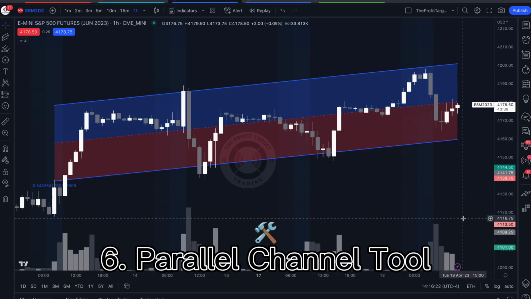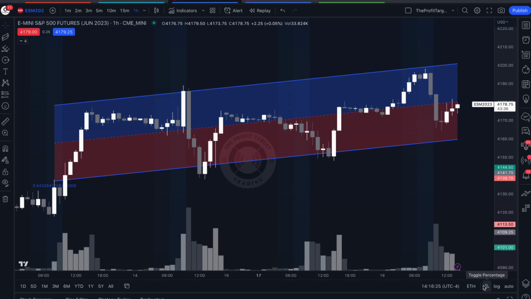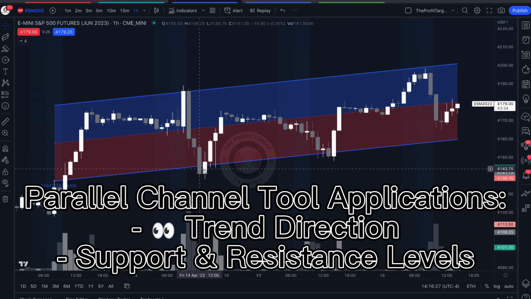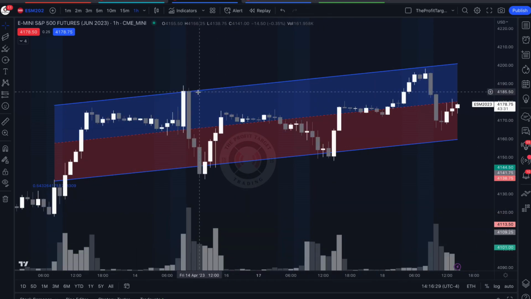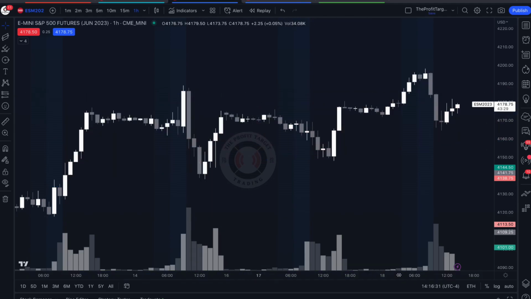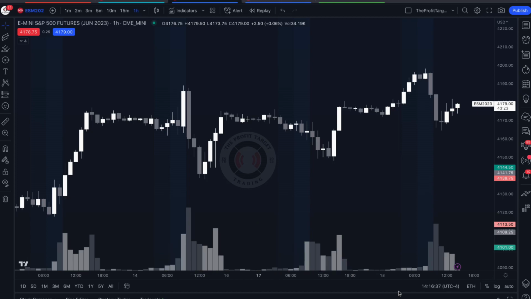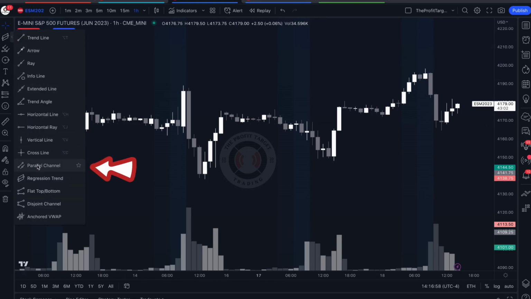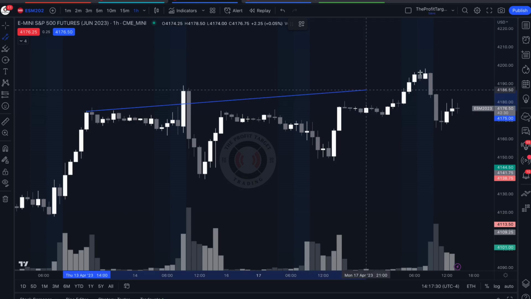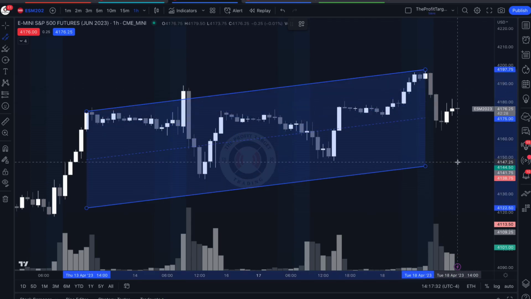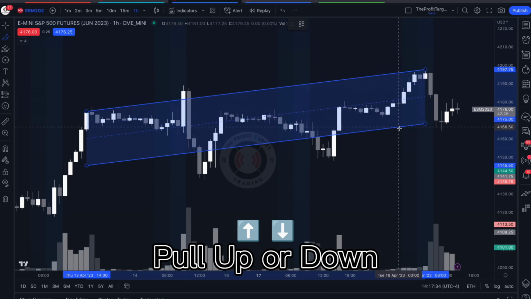Number 6. The Parallel Channel tool is a charting tool that is used to identify trend direction and support and resistance levels. It is formed by drawing two parallel lines that encompass the price action within a specific range. The upper line represents resistance, and the lower line represents support. To plot a parallel channel on the chart, select the Parallel Channel tool from the Charting Tool menu. Click on the chart to define start point, drag and click to define endpoint, then pull up or down and click to complete channel.